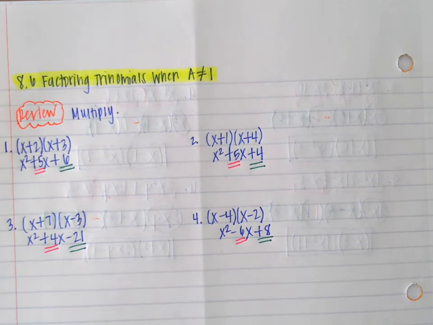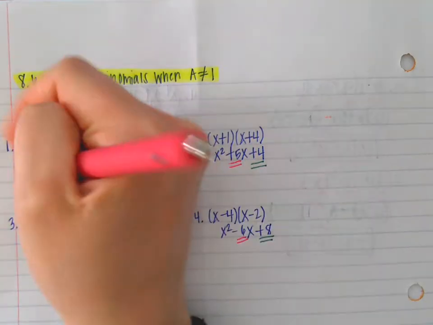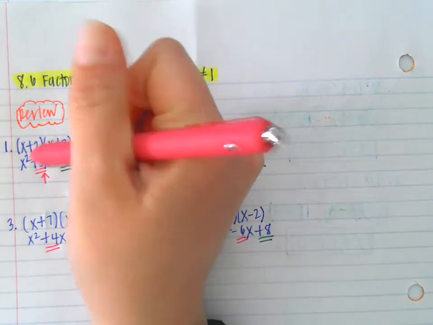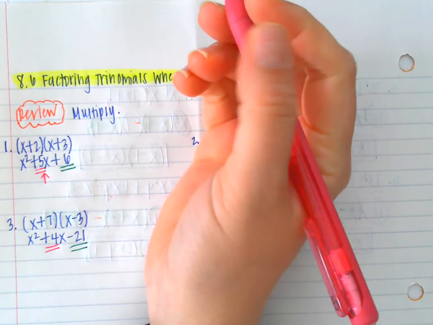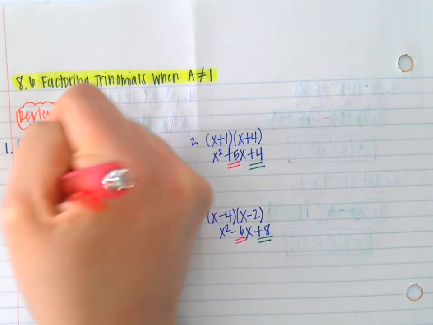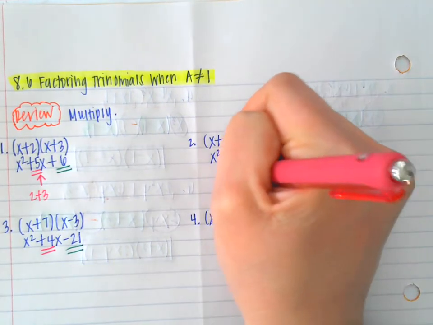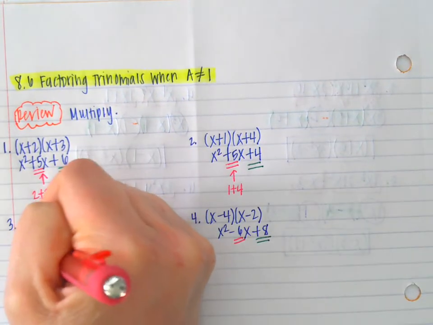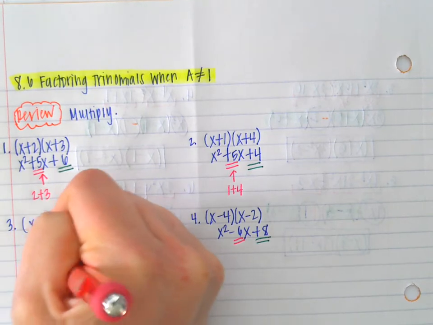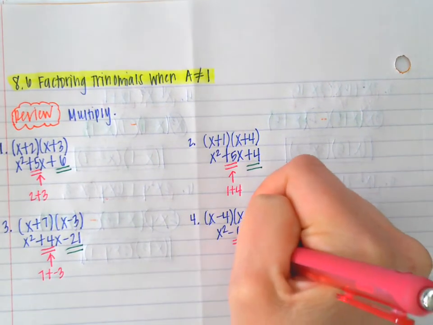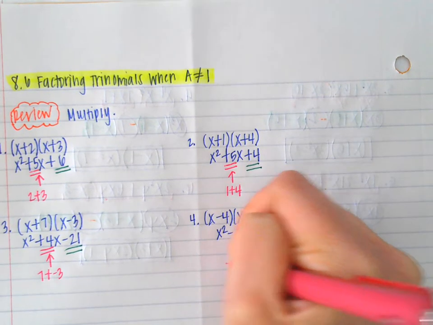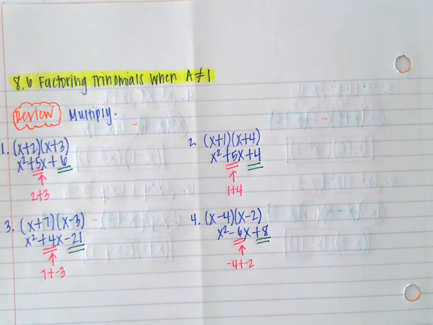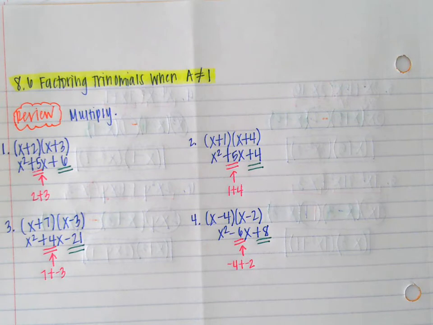So what you should have picked up on was that this number in the middle is always the sum of the two numbers. Like this one is 2 plus 3. This is 1 plus 4. This one is 7 plus negative 3. And this one is negative 4 plus negative 2. So your middle number is always the sum of the two numbers that are being multiplied.